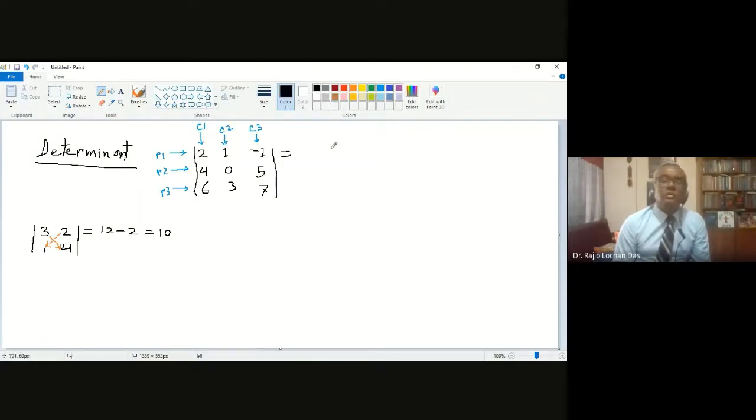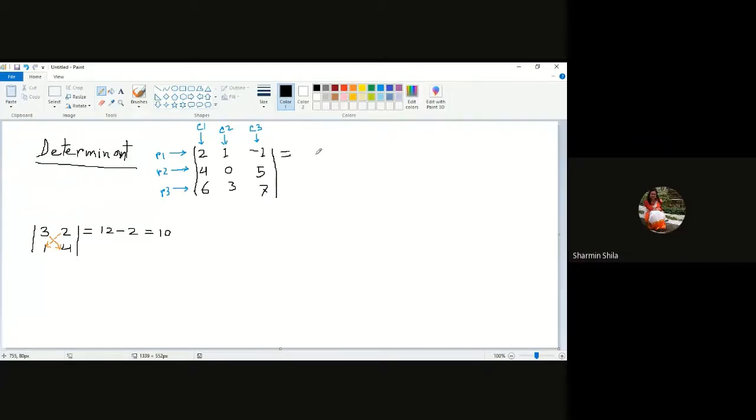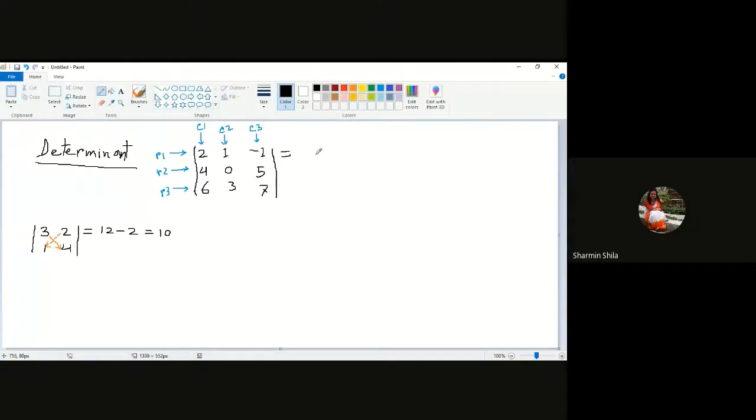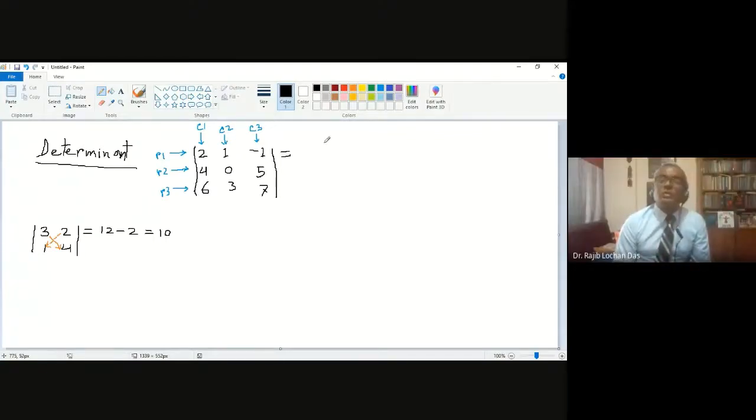So who can say? Tausia, you tell me which one you want to take. 2. 2 means what? Column or row? Row, and first row. You tell me one row or one column. So first row. Good. So you want to take the first row. So we are taking the first row. This is your choice. No problem. So 2, 1, minus 1. This is the first row numbers.